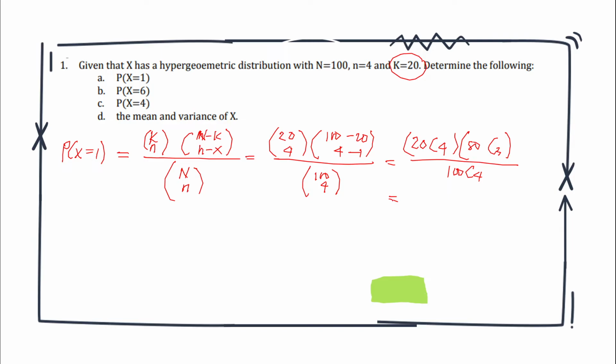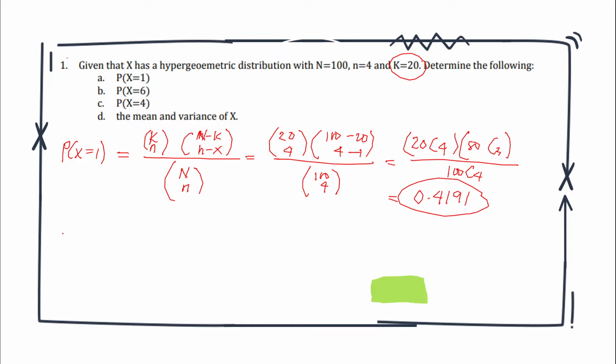20 combination of 4, over this one is 0.4191. So this is the answer. So P(x equals 1) is 0.4191. So this is for P(x equals 1). So let's proceed with P(x equals 6).